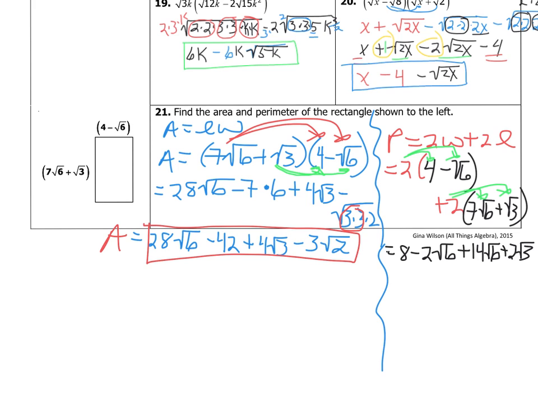All right, so we actually do have like terms here. So both of these have a radical 6, so I can add their coefficients. So then I'm going to have an 8, and then a minus 2 and a positive 14 gives me a positive 12 radical 6, and then plus 2 radical 3. None of those are like terms, so this is my perimeter, and that's in just plain units.